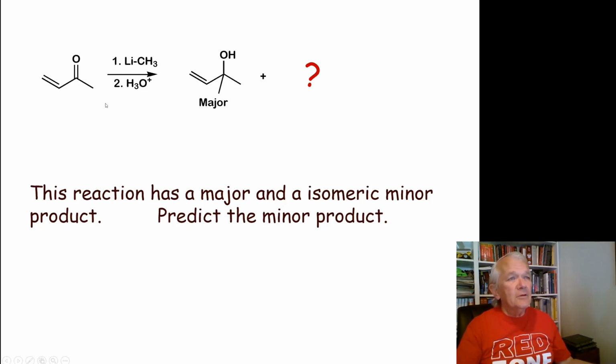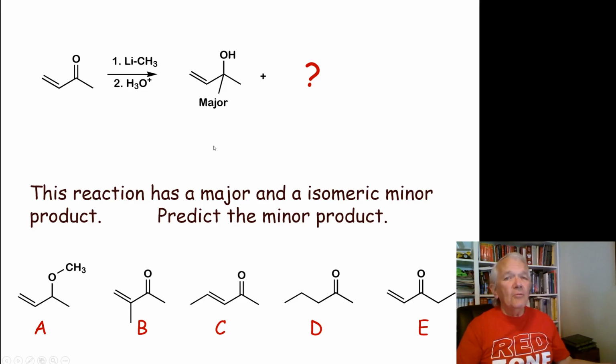And of course, what it's going to do is the methyl is going to attack the carbonyl. But I'm of course asking you for a second product because the major product is here, but what's the minor product? And you've all done your homework, so you know the answer to this. What are we going to do? We're going to get a conjugate addition.